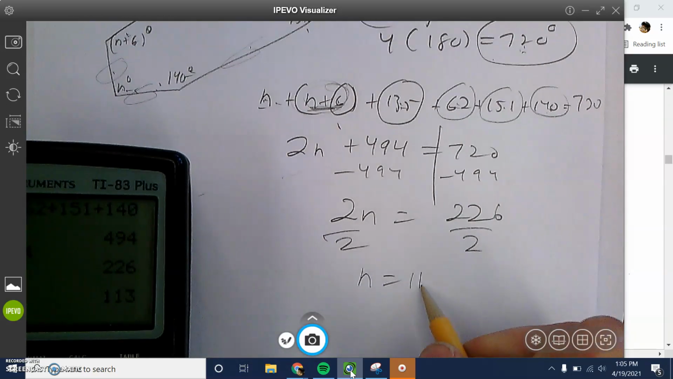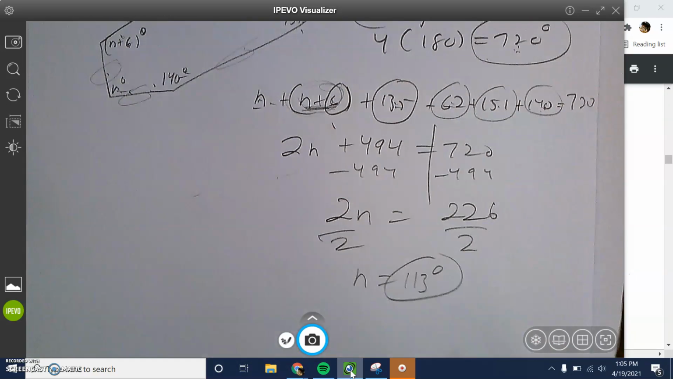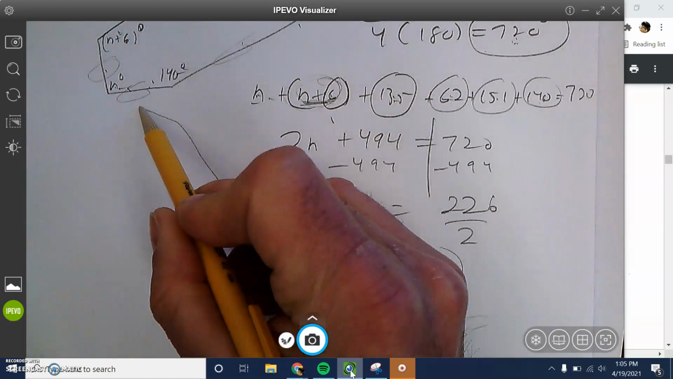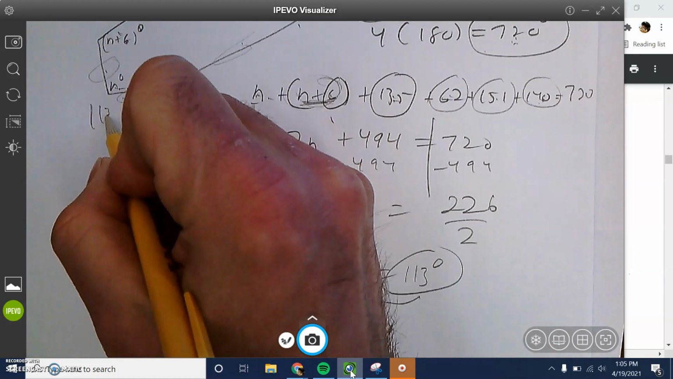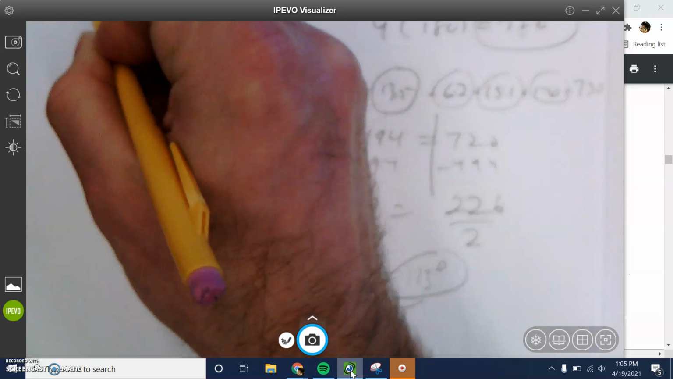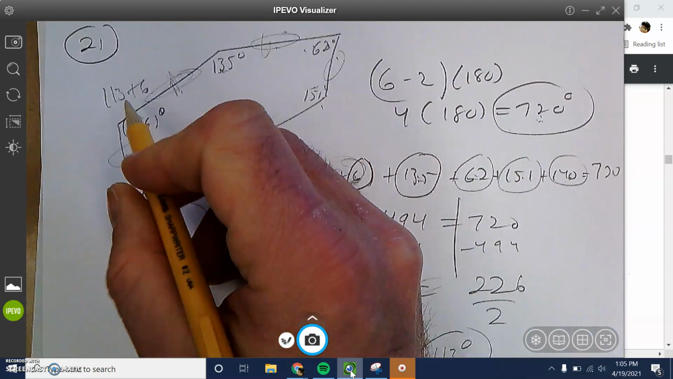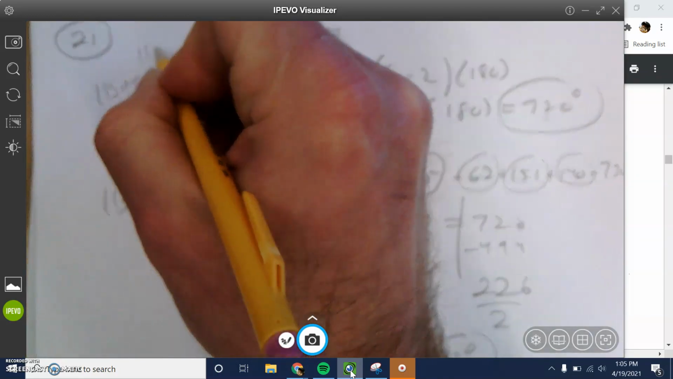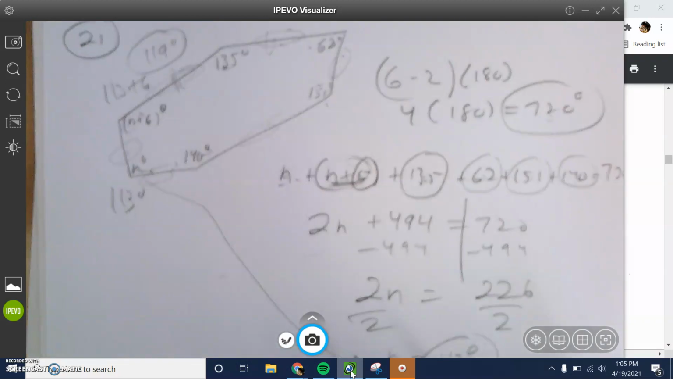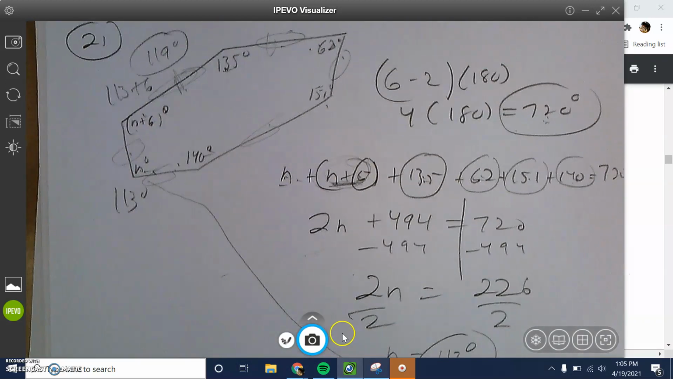So n equals 113. So this angle here is 113 degrees, and this angle is 113 plus 6, which would be 119. There we go. Nice job, everybody. Go on to the practice now.